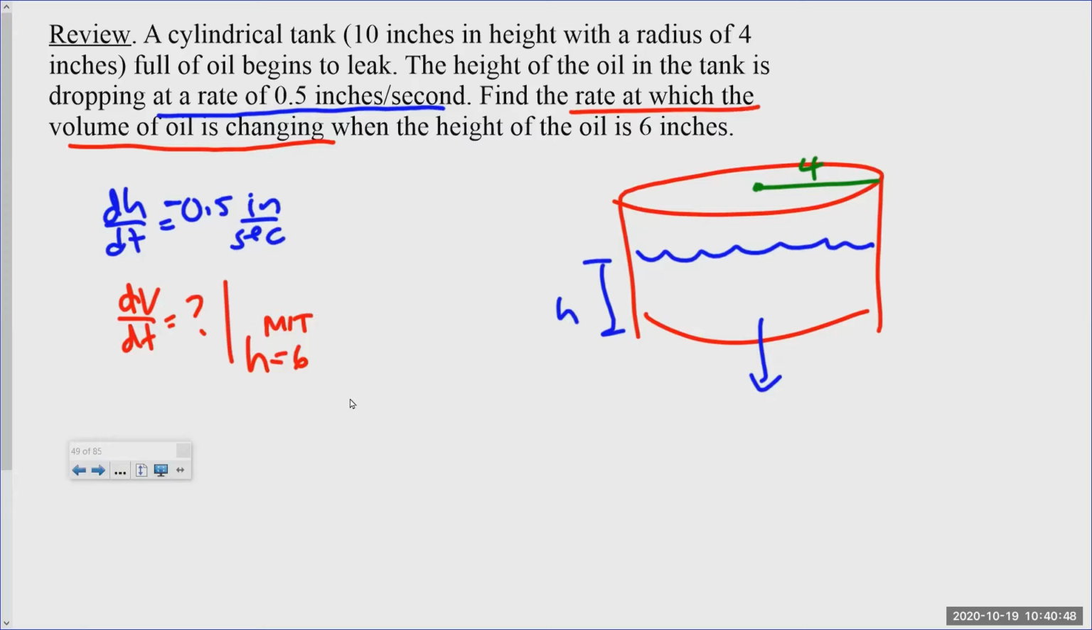It's the volume of a cylinder, right? Anybody remember what the volume of a cylinder is? V equals, it's really the area of the bottom times the height. So the area of the bottom is just pi r squared, right? And then it's times the height. I'm going to take the derivative of both sides, the d/dt, but I'm going to pause here.